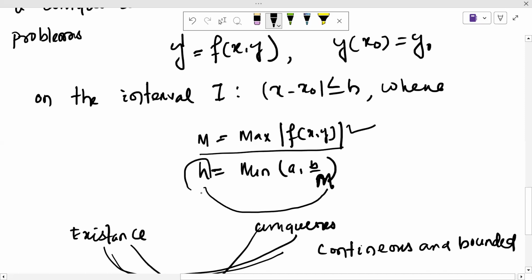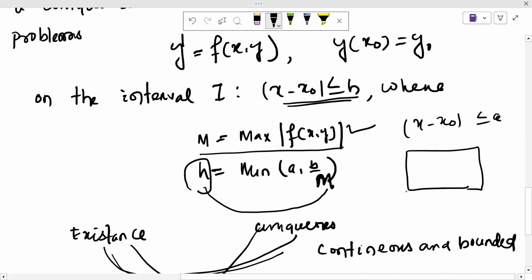The h value lies on the interval of x only, right? The condition modulus of x minus x0 is less than or equal to a is previously satisfied, because we are given a rectangle, and this h value must lie in this range. We need to evaluate h, where it is applicable and how it is used.